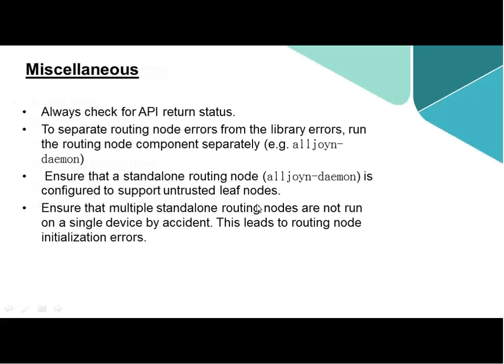If you are running some kind of leaf nodes which want to connect to the standalone routing nodes, ensure that you supply the proper configuration files, and in the configuration files you should specify that you are supporting untrusted clients, because if you don't support any untrusted clients, the leaf nodes will never be able to connect to the standalone routing nodes. They can never find a routing node and things will never work for you. So these are some of the key things that you should keep in mind.